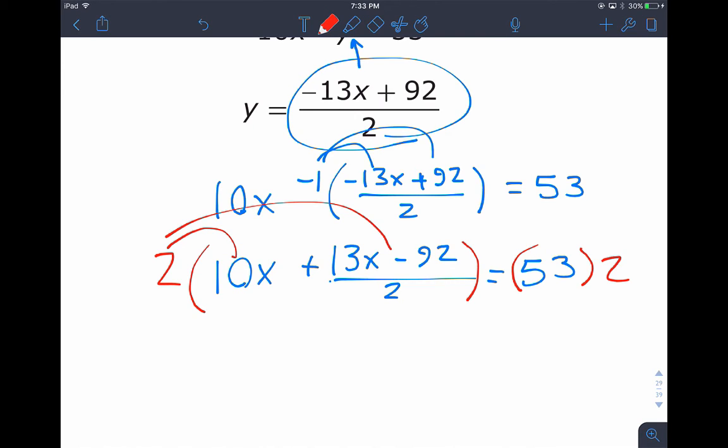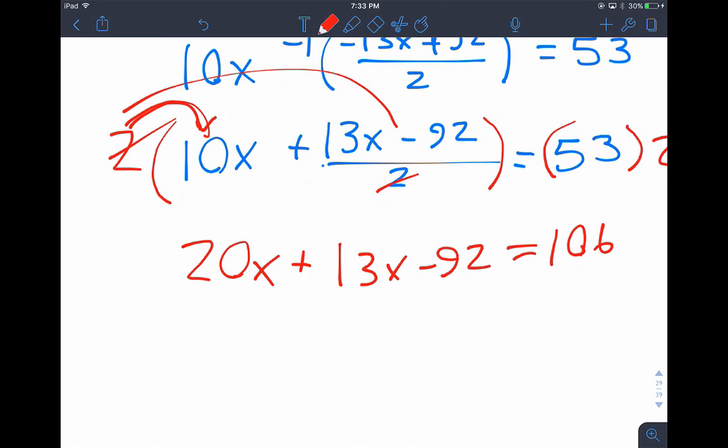Now, when I multiply this fraction by 2, the 2's would cancel out, and you have 13x minus 92. But don't forget to go back and distribute to the 10x. So that'll be 20x. Then you got plus all that stuff there. 53 times 2 should be something like 106. Alright, now we're ready to go as far as solving.